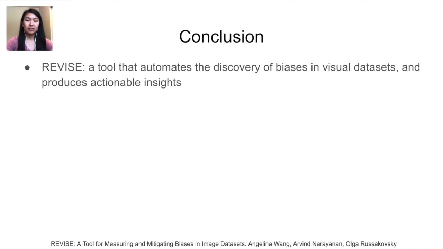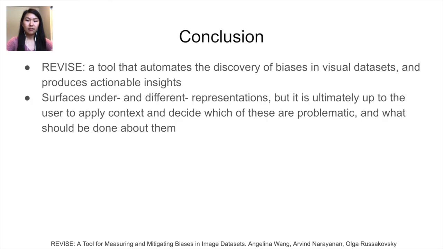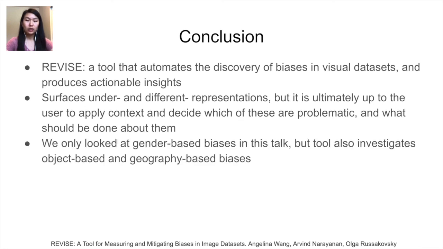of discovering biases in a visual dataset, as well as presents possible actionable insights on what to do. The tool automatically discovers anomalous patterns in the dataset and surfaces these to the user. However, it is ultimately up to the user to decide what to do about these, because societal context is required to determine if a bias is actually problematic or not, and what kinds of actions should be taken to mitigate them. We hope the tool will help suggest actionable insights to constructively engage with these datasets. In this talk, we only looked at gender-based biases, but our tool also provides insights on object-based and geography-based biases.